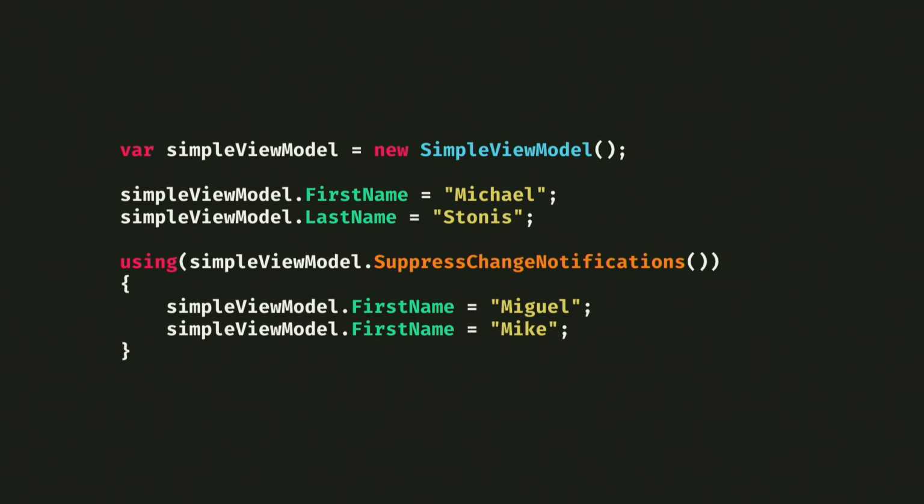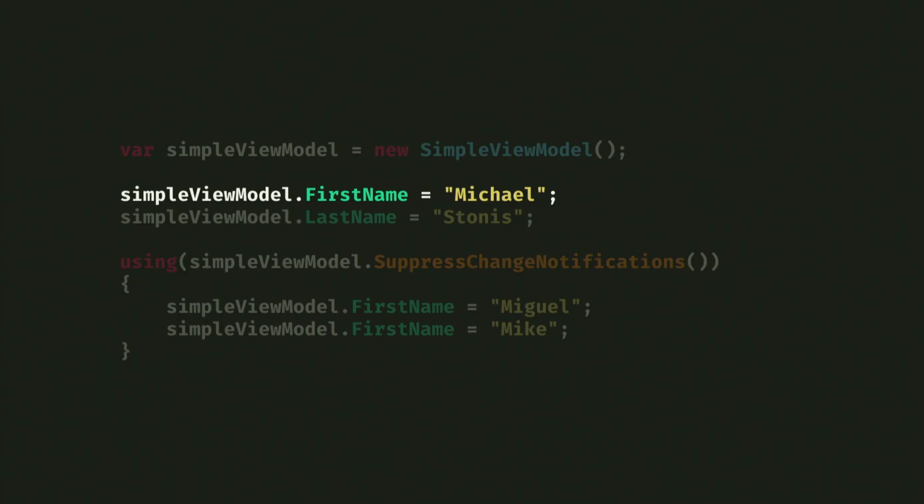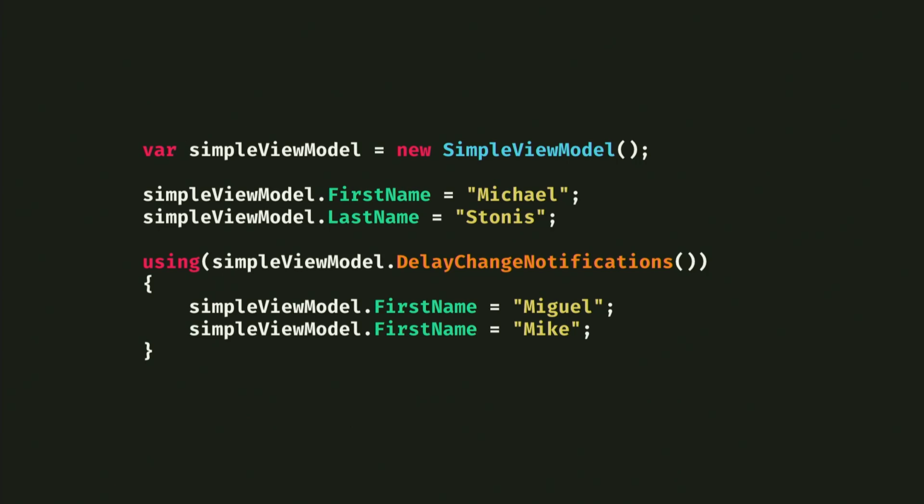So I could change my name to Miguel. I could change my name to Mike. And within that block, it's not going to raise those notifications. As soon as I leave the block, and I change first name afterwards, again, it will start sending out those change notifications. But as long as I've got that using statement out there, they're going to stop sending those, right? So in this case, the only change notification I would have received was when I originally set the property name to Michael.